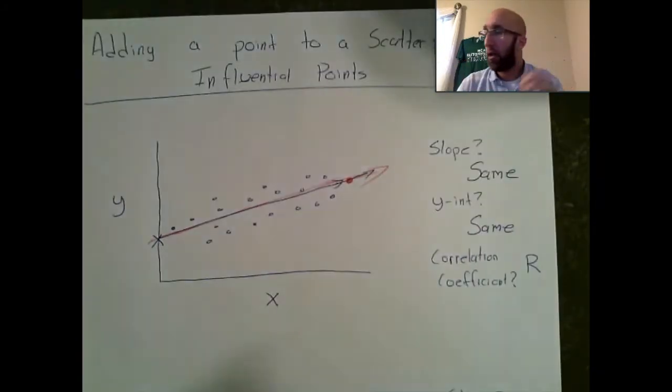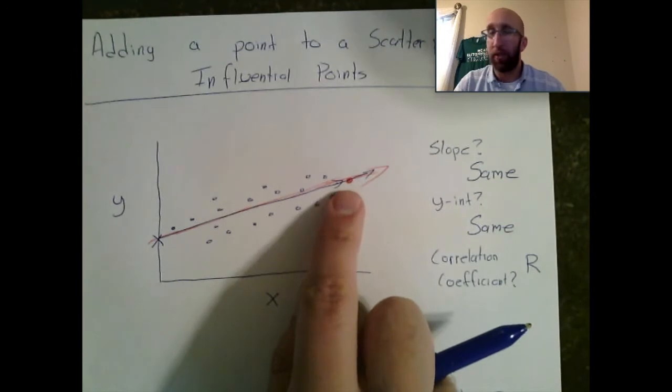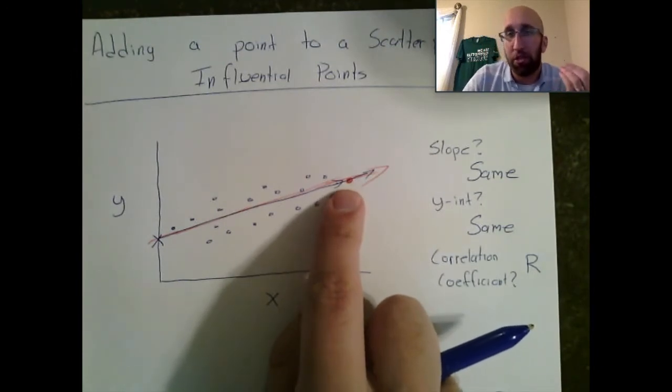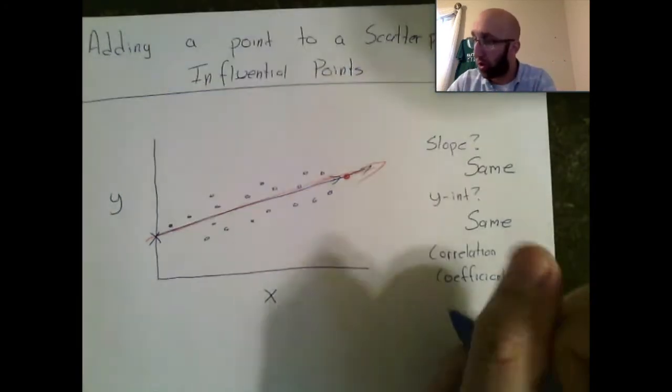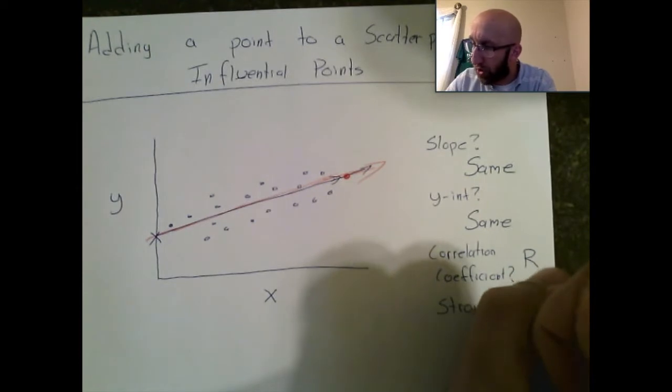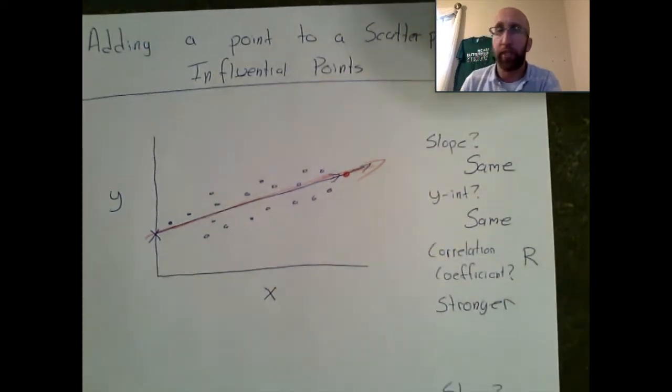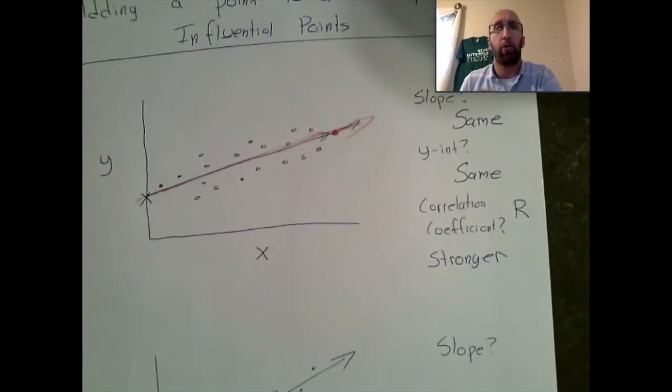Direction's not changing. But the correlation coefficient, again, it really talks about strength there. So if I'm adding a point essentially on top of the line, things should be getting stronger. Okay, the correlation should get stronger. So our correlation coefficient should get stronger. We just got to be careful about, is it going to increase or is it going to decrease?